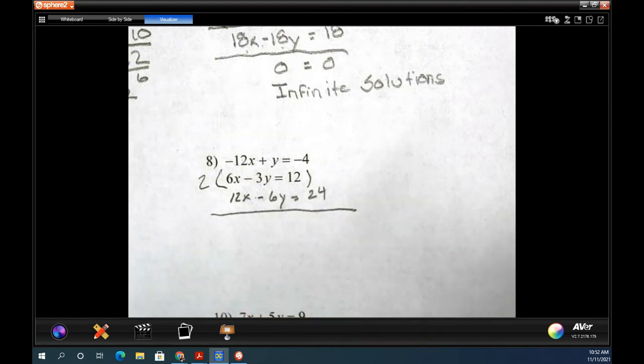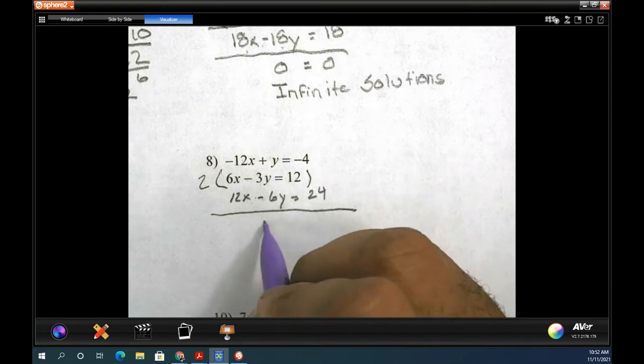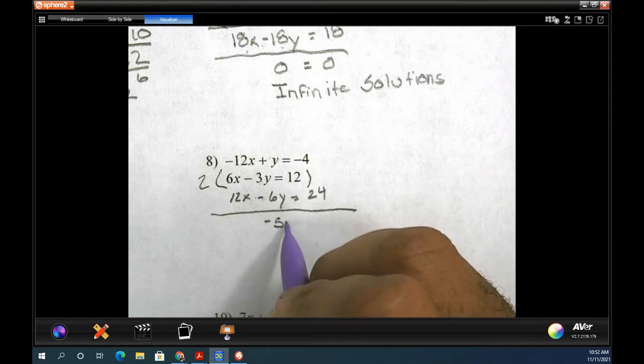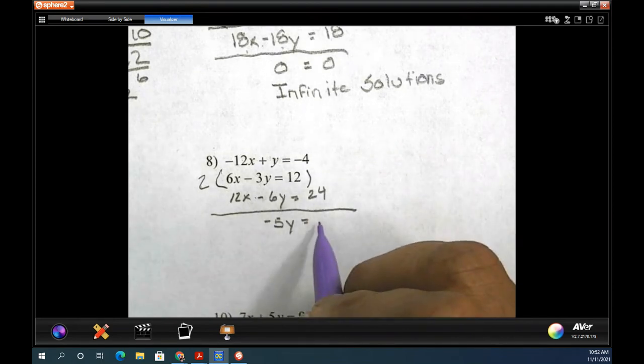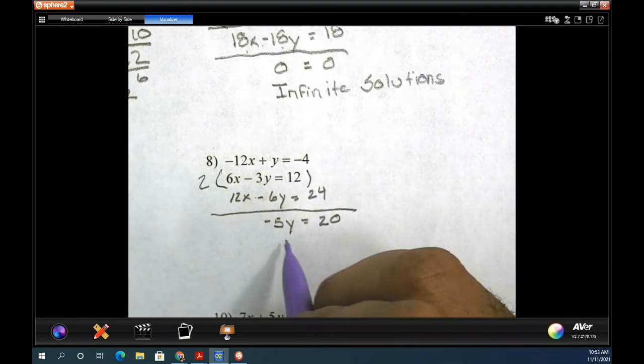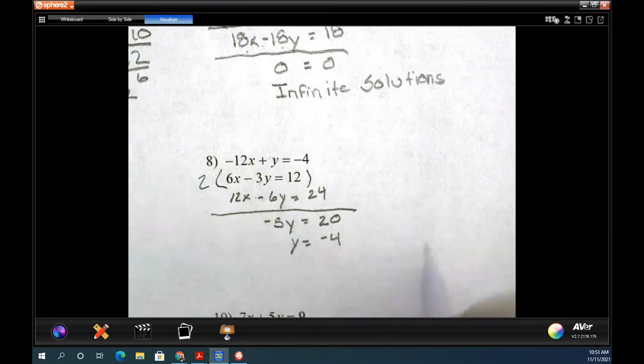That's 0. That's 1 minus 6, which is negative 5y. Negative 4 plus 24 is 20. So your y value should be negative 4. Did everybody get negative 4? That worked it. All right.